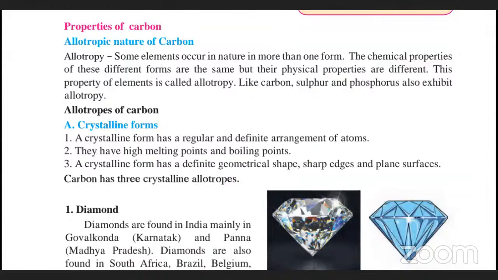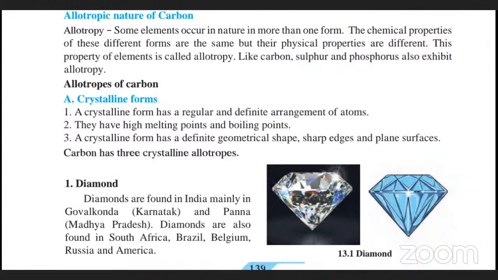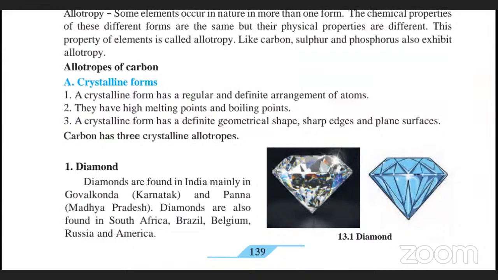Now, allotropes of carbon. First, crystalline forms we are going to study. A crystalline form has a regular, definite arrangement of atoms. They have high melting points and boiling points. A crystalline form has a definite geometrical shape, sharp edges, and plane surfaces.